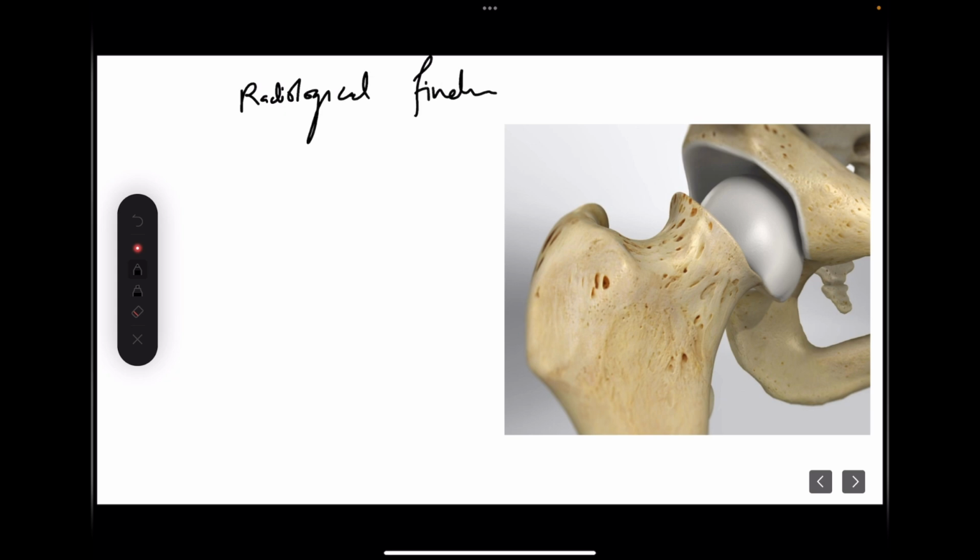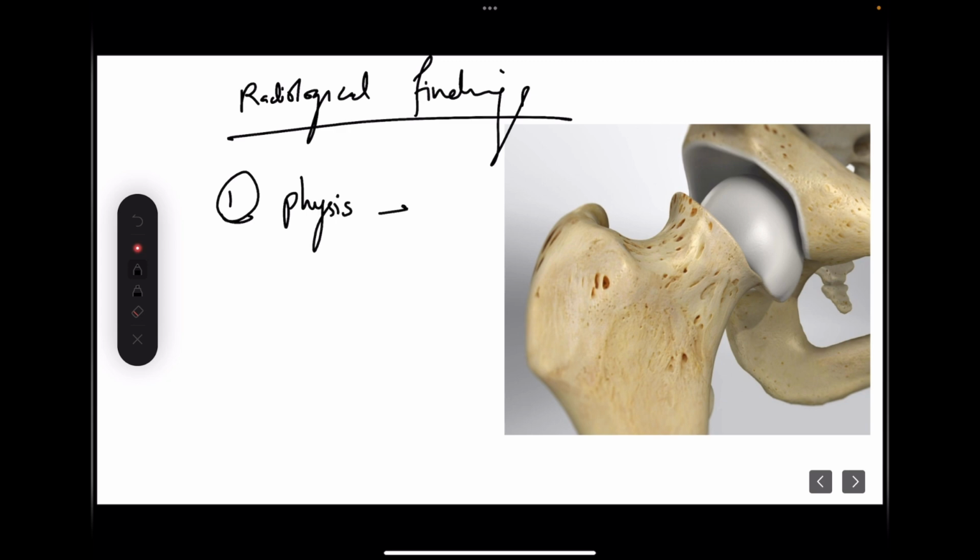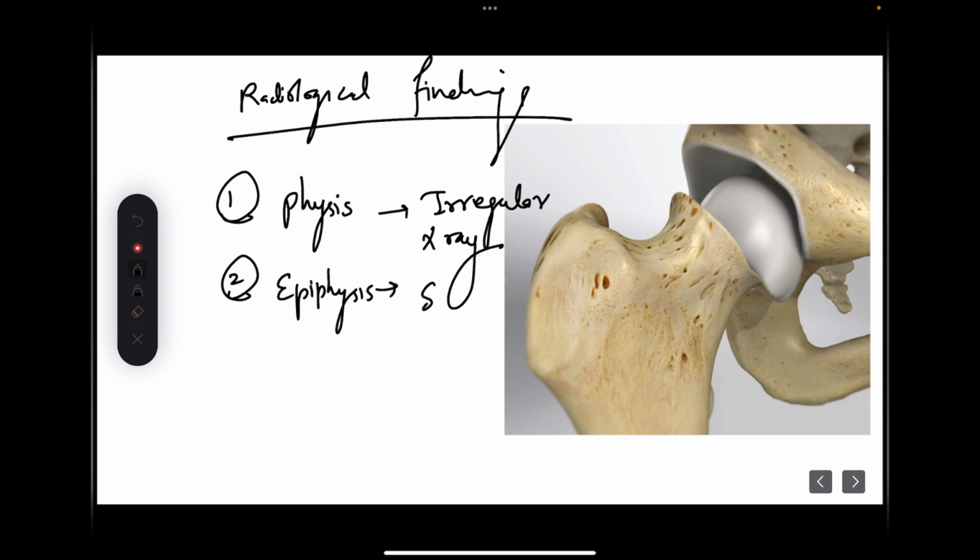The common radiological findings are, the first one is, since the physis is not normal, it appears irregular on X-ray. The images of all these radiological findings we will be seeing in further slides, but at this stage, for your better understanding, I'm trying to explain and correlate most of these findings with the pathophysiology. An epiphysis is generally smaller in size, that is, reduced height of epiphysis.